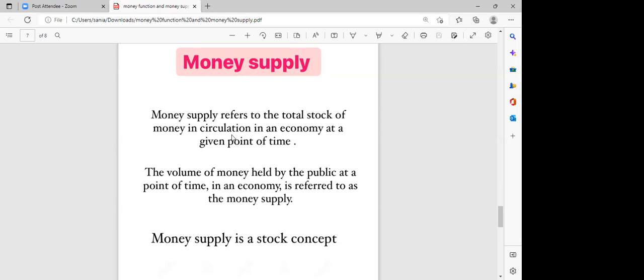Whichever you feel is easy for you to revise or recall, you can go for it. I'll explain both, and after that you can decide. Okay. So what is money supply?